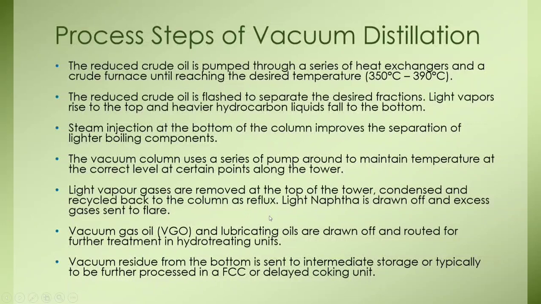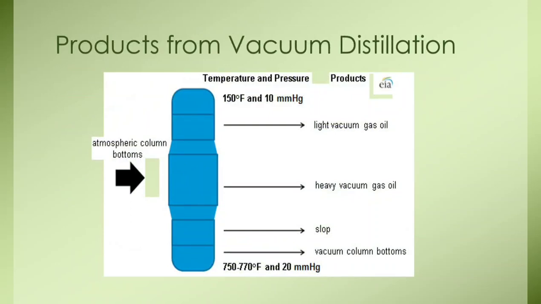Here FCC is fluid catalytic cracking. So the bottom products are sent to different units for further processing to make them more valuable petroleum products, that is the hydrotreating unit, FCC, that is the fluid catalytic cracking unit, and the delayed coking unit. Now the products which we obtain from vacuum distillation.